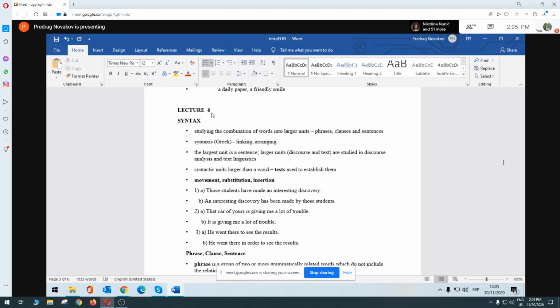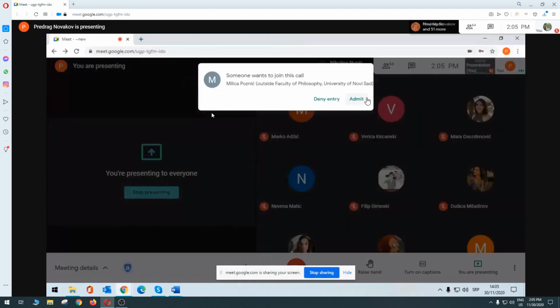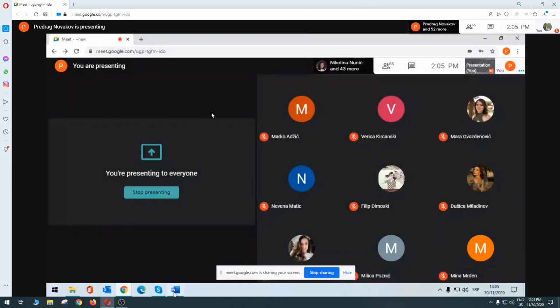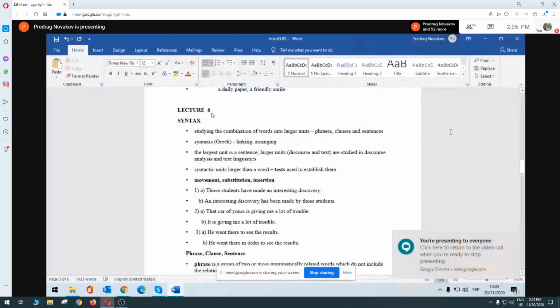In syntax, we obviously start from words, but we are not interested in the structure of words. We start from words and how words are combined. Okay, let me just check. Yes, somebody else, okay. We start from words, but how words are combined into larger units. And these larger units are phrases, clauses, and sentences. So we do have words, but we are not interested in their structure, in the morphemes, okay? So we have to think about phrases, clauses, and sentences in syntax.